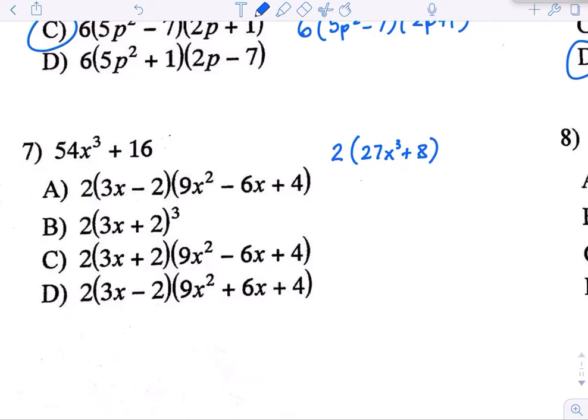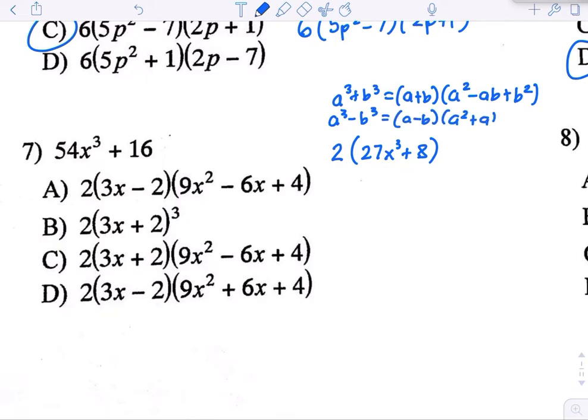So this automatically makes me think of this formula: a cubed plus b cubed is equal to a plus b times a squared minus ab plus b squared. And you guys also have this that could apply too. This is what you guys call the sum and the difference of cubes.